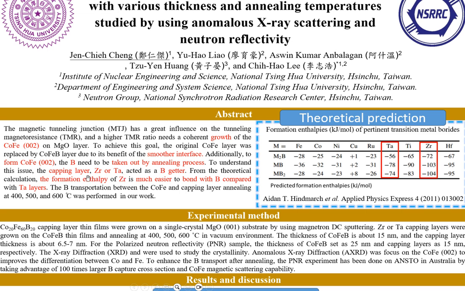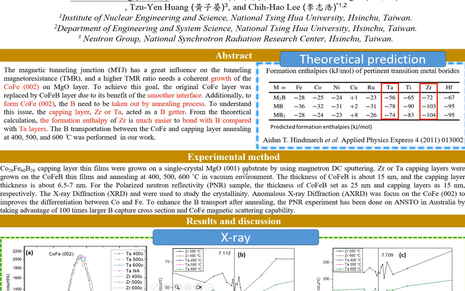And in this work, we use zirconium and tantalum. The tantalum capping layer is used in most research and industry applications. But from the theoretical prediction, zirconium has a lower formation entropy, which means it will be much better at absorbing the boron to prevent the magnetic dead layer.